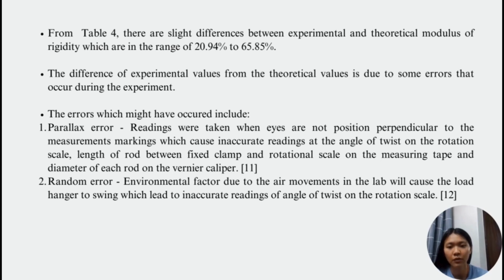The errors which might have occurred include, first, parallax error. Readings were taken when eyes were not positioned perpendicular to the measurement marking, which causes inaccurate reading of the angle of twist on the rotational scale, the length of rod between fixed clamp and rotational scale on the measuring tab, and the diameter of each rod on the vernier caliper. Second, random error. Environmental factors due to air movements in the lab will cause the rod hanger to swing, which leads to inaccurate reading of the angle of twist on the rotational scale.